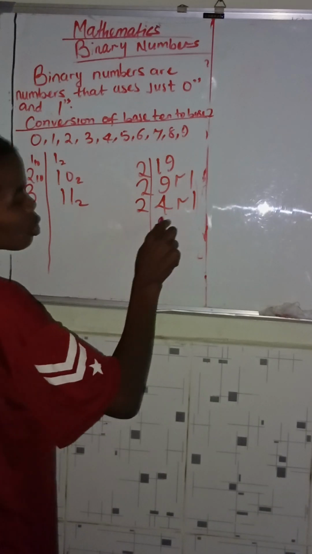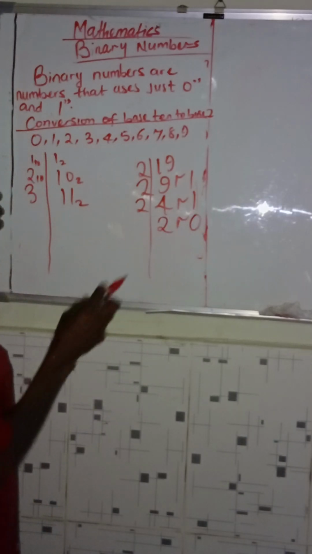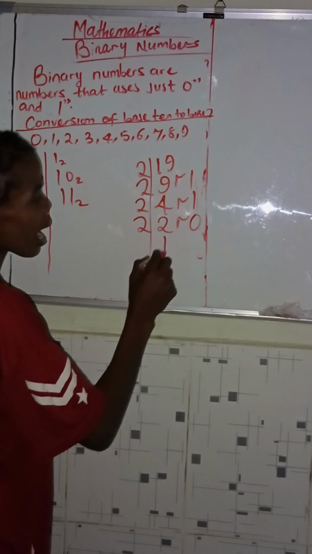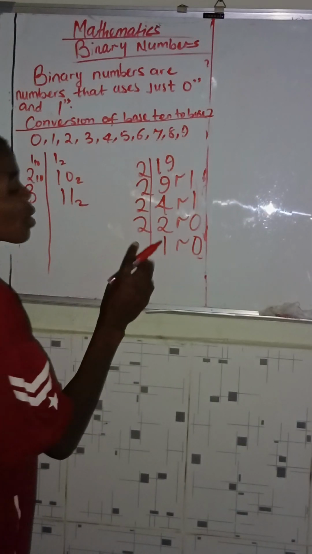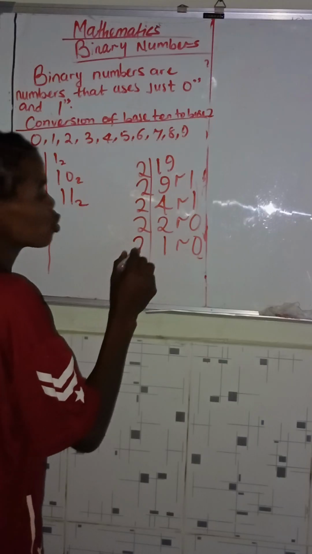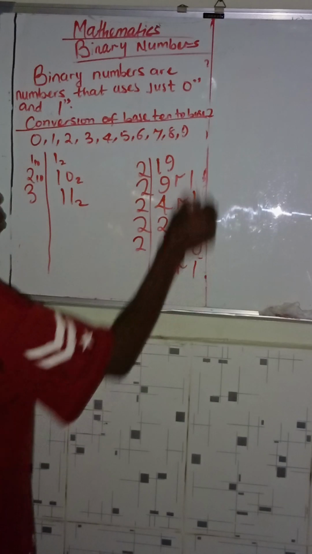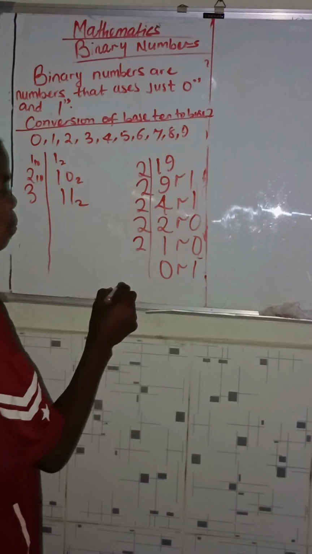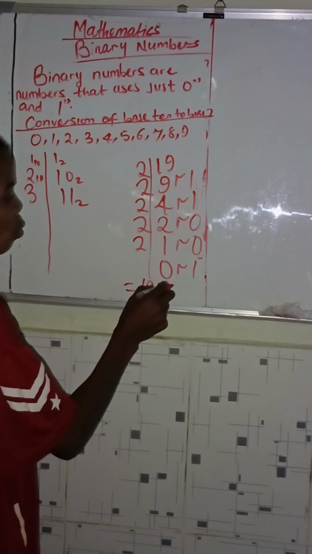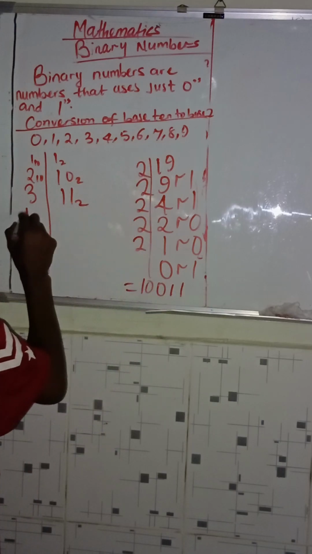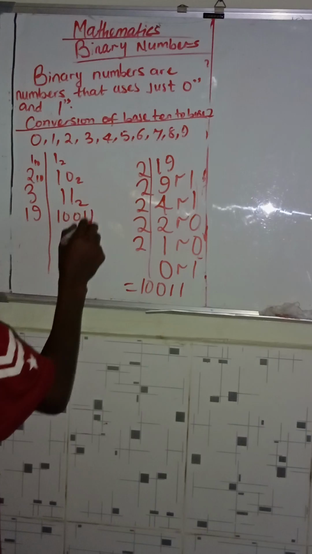2 in 4, 2, remainder 0. All right, 2 in 2, 1, remainder 0. Don't forget, until you get a 0, you do not stop. 2 in 1, 0, remainder 1. You go from the bottom to the top, and we have 1, 0, 0, 1, 1. So we have 19 in base 10 as 1, 0, 0, 1, 1.